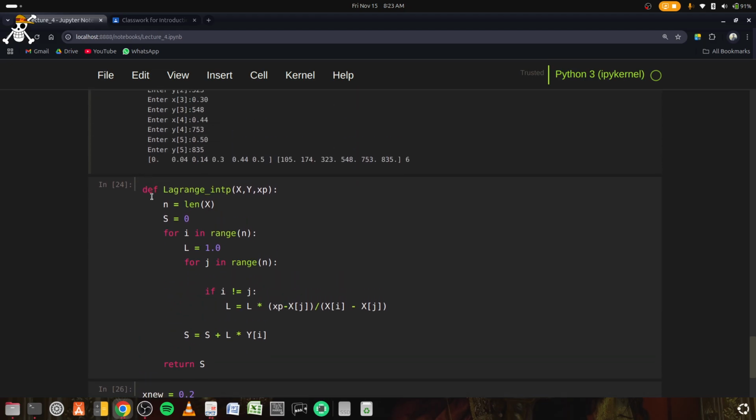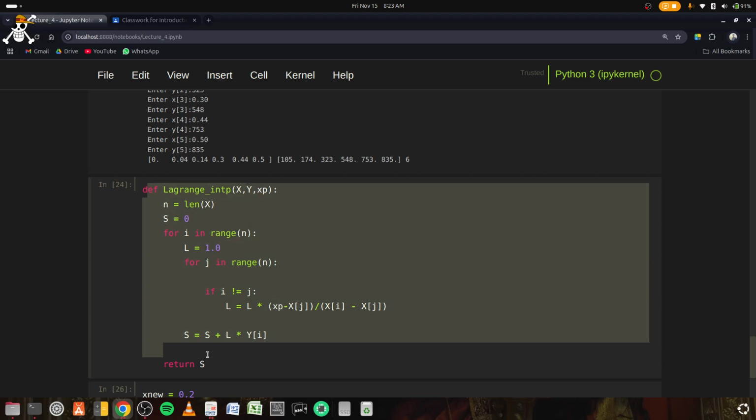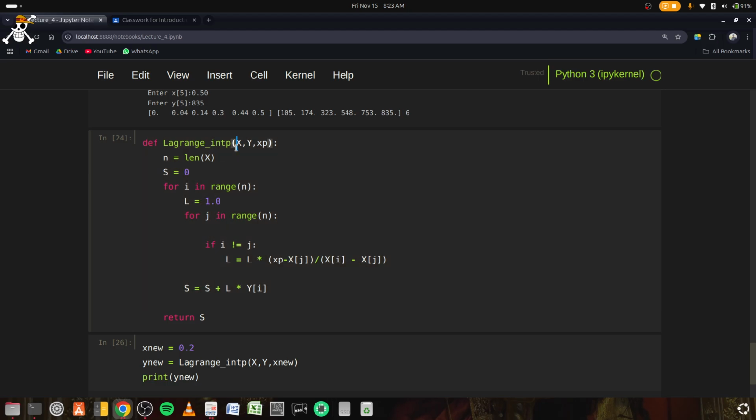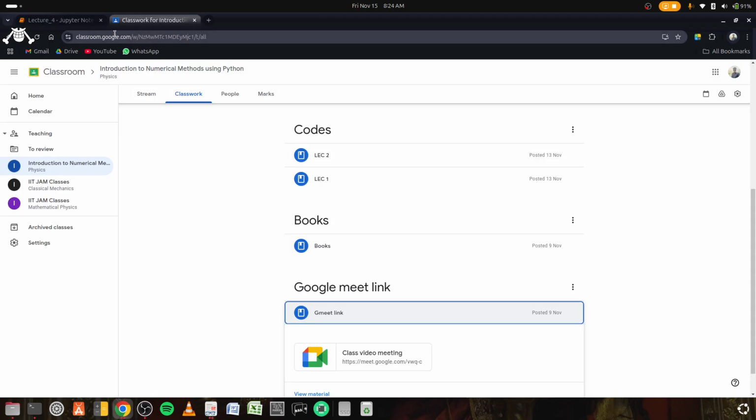And this is the Lagrange interpolating function. Let's find this function. So this is for the general case when there are 6 data points. Here we are taking this x and y data points as input, and xp, this is the new data point, as the input in this function. N is the length of x, or the value of n will be 6, because there are 6 data points in the length of x. Suppose s is 0, s is the summation. What is s?